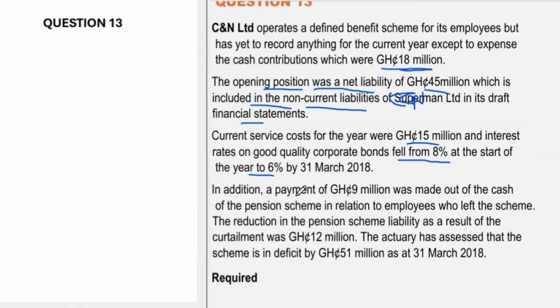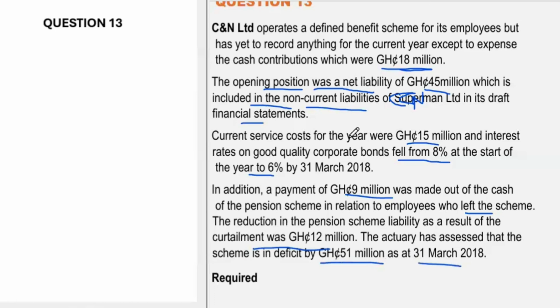In addition, a payment of 9 million was made out of the cash of the pension scheme in relation to employees who left the scheme. The reduction in the pension scheme liability as a result of the curtailment was 12 million. The actuary has assessed that the scheme is in deficit by 51 million as at 31st March 2018.